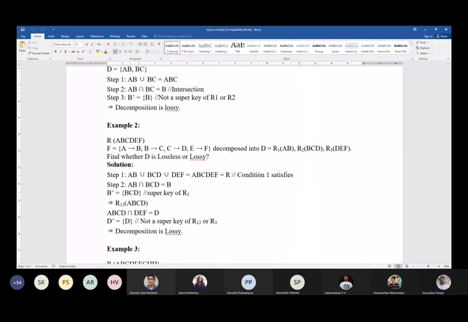So you combine relations R1 and R2, and you have a new relation R12, ABCD, and intersect it with R3, DEF. Here the intersection value is going to be D. D closure is going to be only D, and it's not a super key of either R12 or R3, and hence we say that the decomposition is a lossy decomposition.